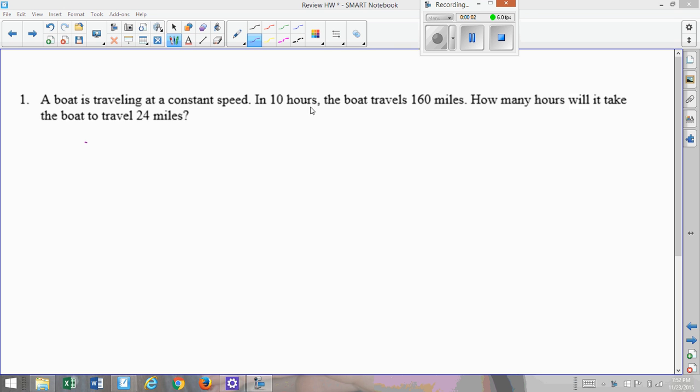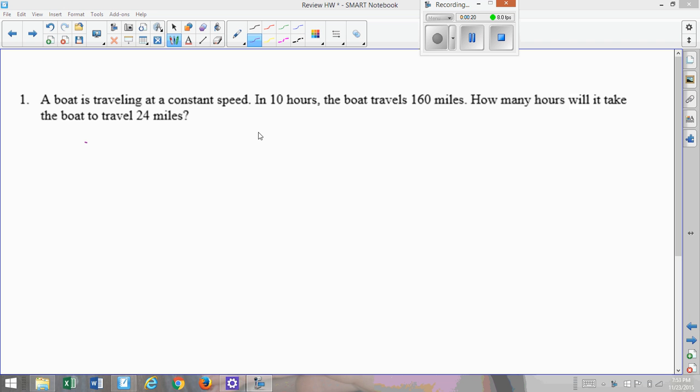Okay, this is day 3, the review. This is video A. A boat is traveling at a constant speed. In 10 hours, the boat travels 160 miles. How many hours will it take for the boat to travel 24 miles? This is a two-part question, really.